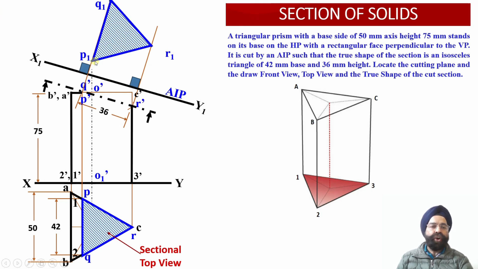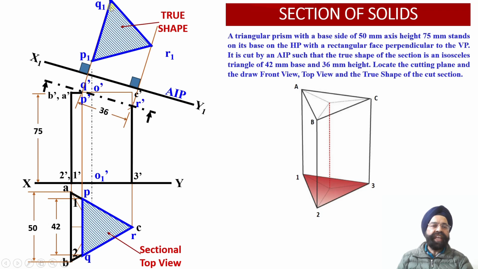Now if we join all these 3 points, the true shape of this sectioned surface of the solid has been obtained, because this cutting plane happens to be parallel to this auxiliary inclined plane X1, Y1. Since this cut section is parallel to this AIP, the projections of this cut section obtained on this AIP will reveal the true shape projections corresponding to the sectioned surface PQR over here.